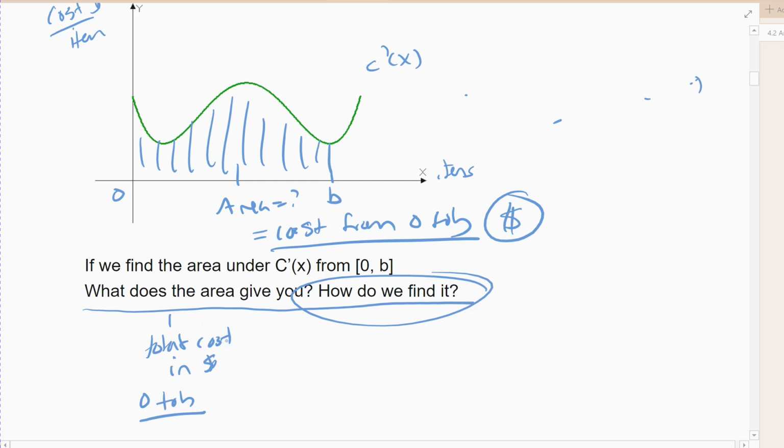How do we find it? How do we find that total cost? Well, that's a problem because I don't have a nice picture. I don't have a triangle, I don't have a rectangle, I don't have a trapezoid, I don't have something where I've got a nice geometric formula like the last example. Alright, and so that's what we're going to get into in this case.